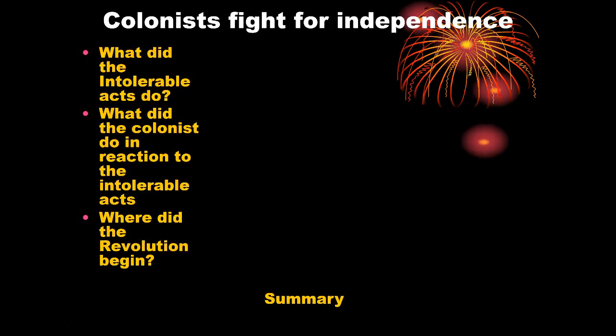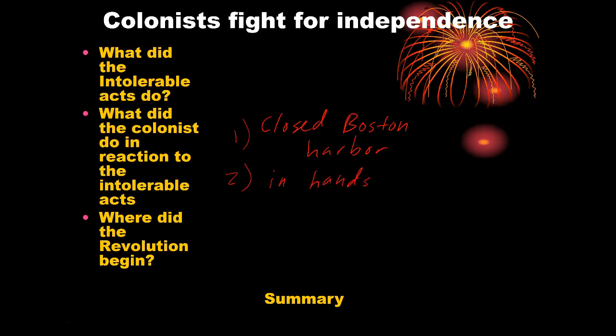So what did the Intolerable Acts do? The Intolerable Acts closed Boston Harbor. So many different people relied on Boston Harbor as their principal way of making money. A lot of shipping went in and out of Boston Harbor. Number two, it actually put the city of Boston in the hands of the British government. So the officials who governed Boston no longer had control in Boston.